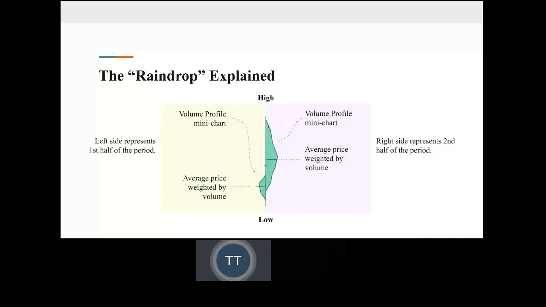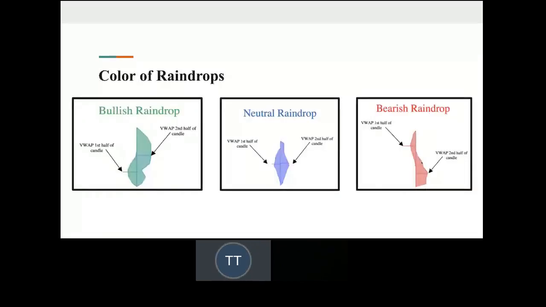You still have your high and your low, but instead of an open and close, you have a left side VWAP, which is the first half of the period, and then a right side VWAP, which is the second half of the period. In this particular case, the color is green because the right side VWAP is higher than the left. When the VWAP for the second half of the period is lower than the first half, that's when you have your red.